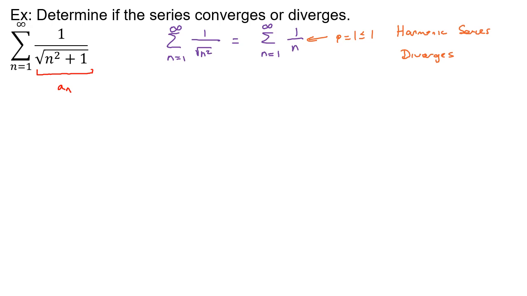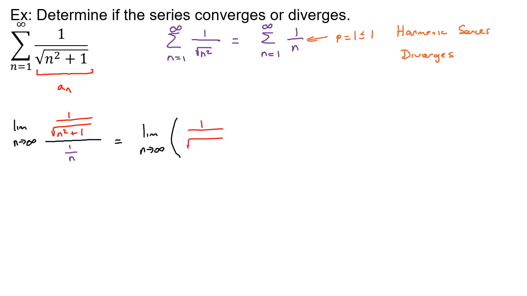So let's see. If I do the limit as n approaches infinity of a sub n divided by b sub n, and for the b sub n, I'm going to just use 1 over n. If I flip that over and multiply it, I'll have 1 over the square root of n squared plus 1 times n over 1.